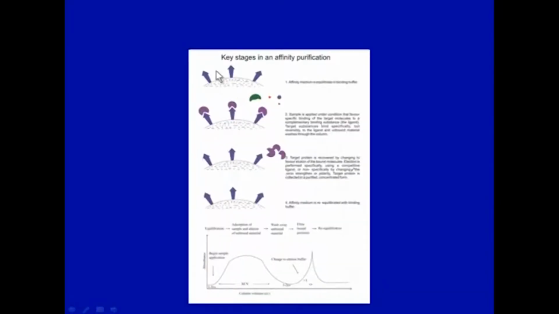If I look at this particular figure, it is very simple. First, you have a ligand which is immobilized, and you have to equilibrate in a particular buffer. These protein molecules are coming and binding here. As you can see, non-specific binders will not be allowed. Then the target protein will be eluted or recovered by changing the conditions, and finally you can regenerate it. Now you can see this graph. For non-bound or non-specific compounds, these come out first, and then your peak could be eluted as a very sharp peak in a concentrated form.